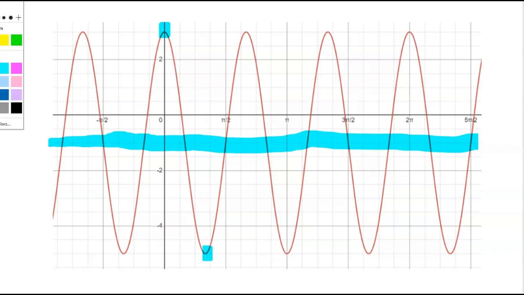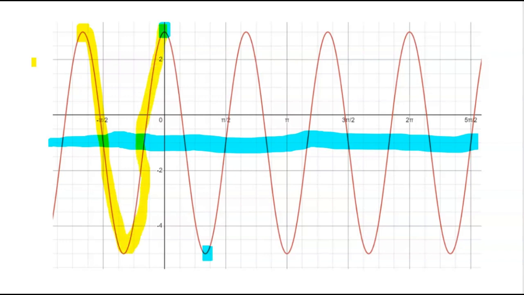But remember, because of that translation, we started left 2 pi/3. So that's going to be right here. And we go down and up. There it is. So that's what we see, right?